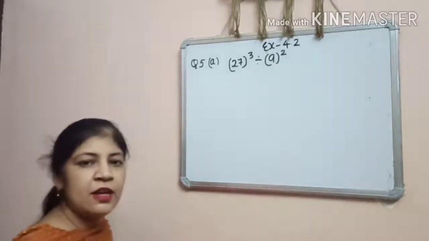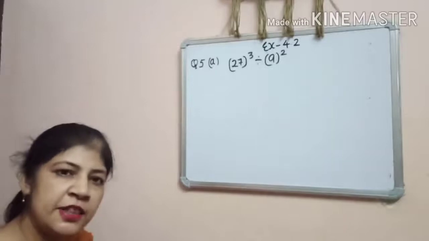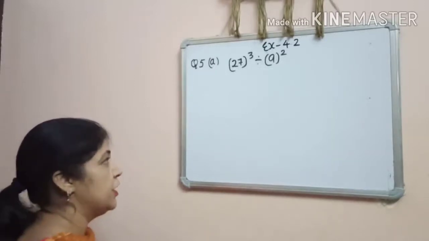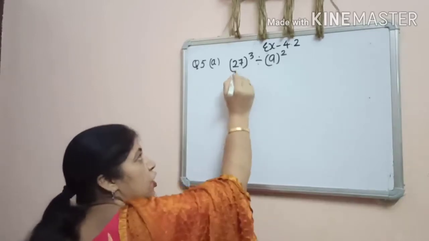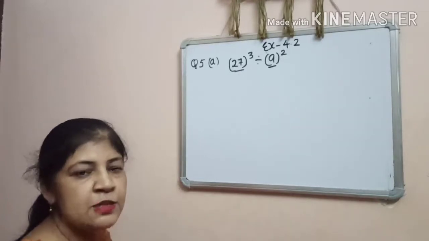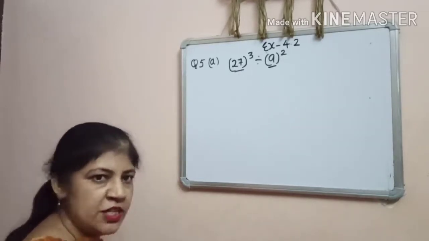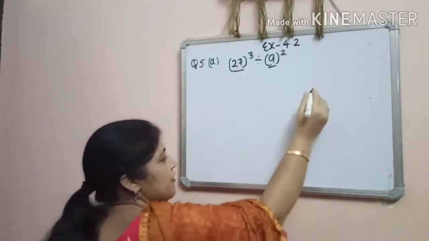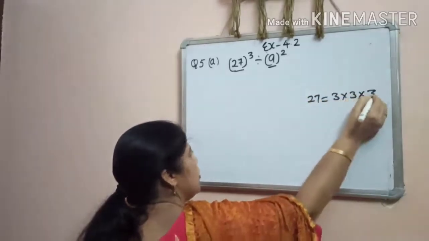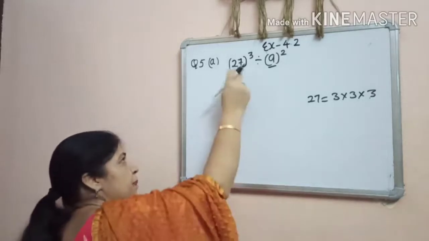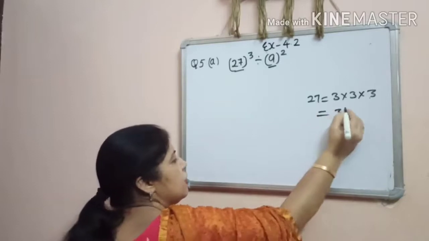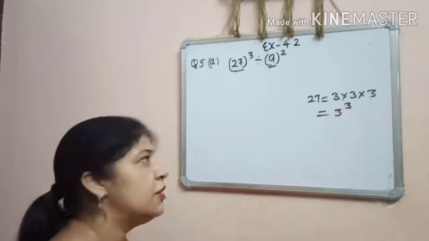But if you want to apply laws of exponent, or even sometimes it is asked in the question to solve by applying laws of exponent, in that case you have to apply the law of exponent. So first see, change their bases as prime numbers. You can change because you know very well you can write 27 as 3 into 3 into 3, means make the prime factors of 27. You will get 3 raised to the power 3.